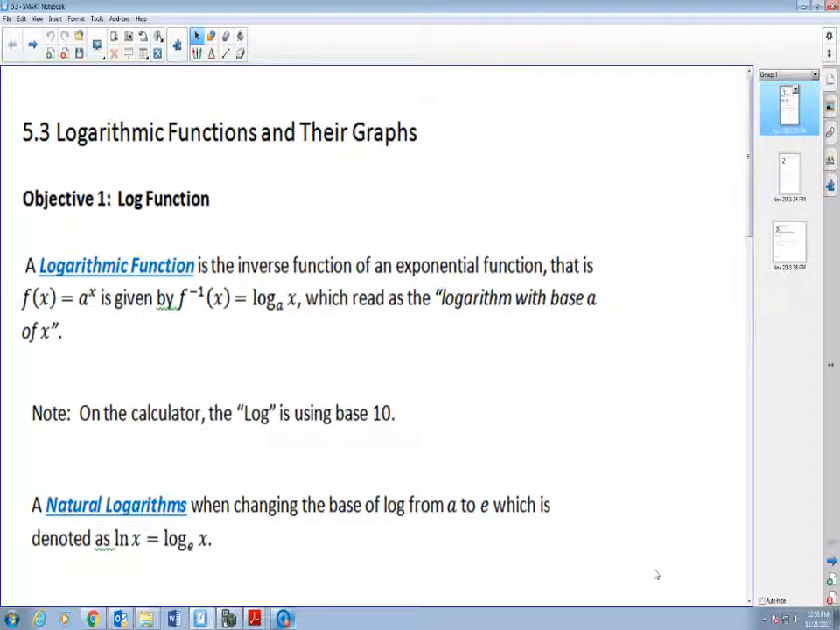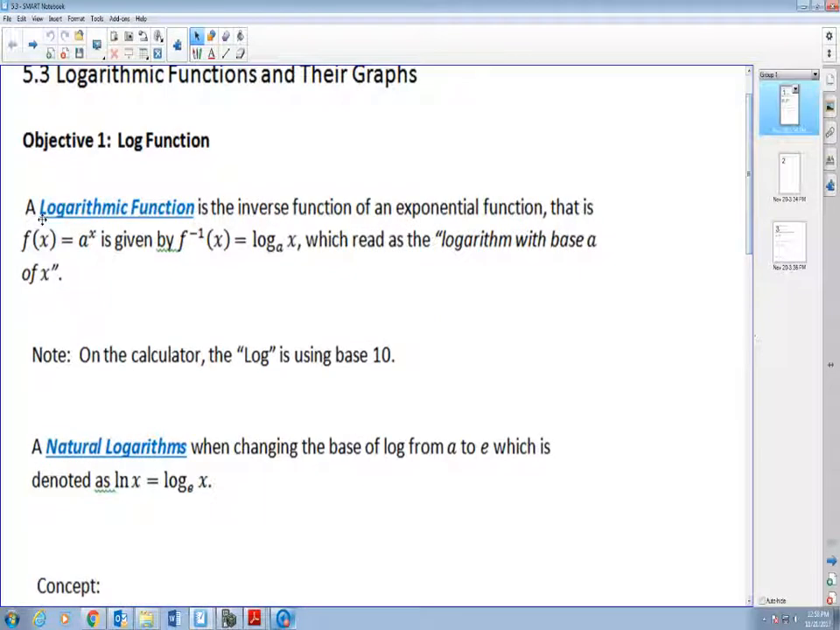Welcome to College Algebra. In this lecture video, we're going to talk about something called logarithmic functions and their graphs. So what is a logarithmic function? It is actually the inverse function of an exponential function.